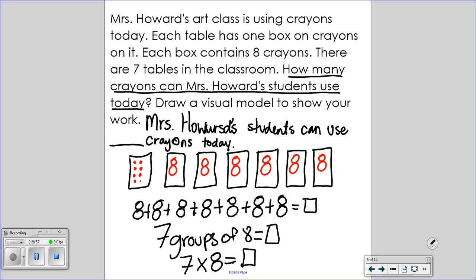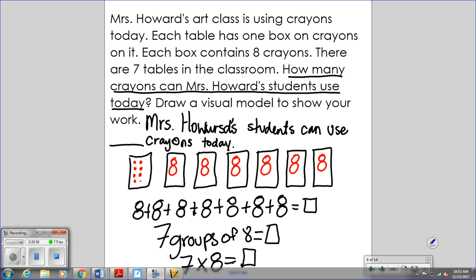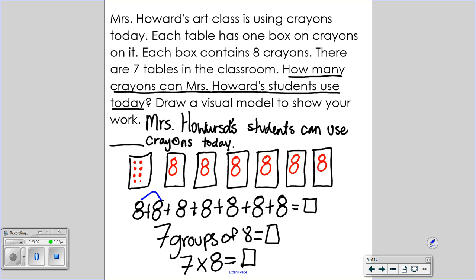So one strategy that I use is I do doubles a lot. 8 plus 8 is going to be 16. 8 plus 8, 16. And then I just have an 8. 16 plus 16. 6 ones plus 6 ones is 12 ones.